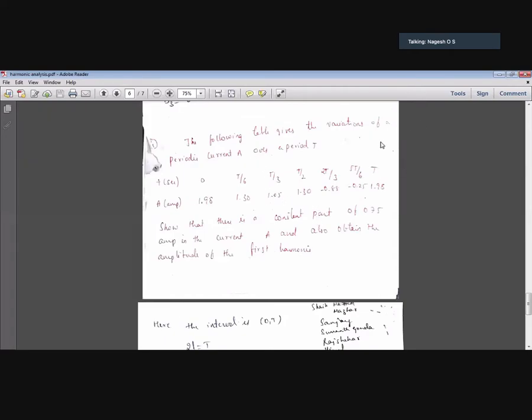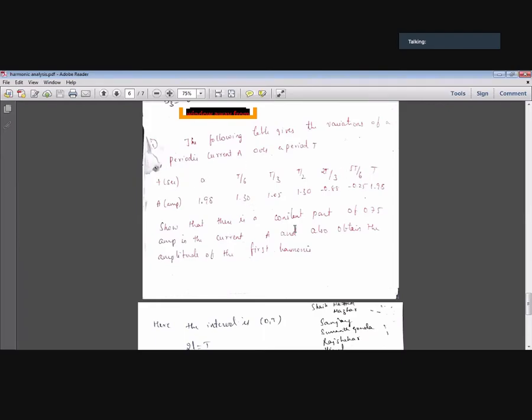The following table gives the variation of a periodic current A over a period T. T is 0, T by 6, T by 3, T by 2, 2T by 3, 5T by 6, T. Amplitude 1.98, 1.30, 1.05, 1.30, 0, minus 0.88, minus 0.25, 1.98. If you see these two values, first value and last value is same. So you can use any one value. So omit this last one.